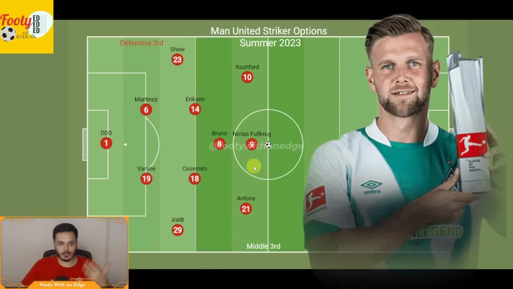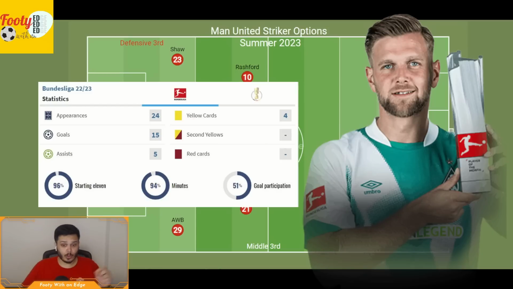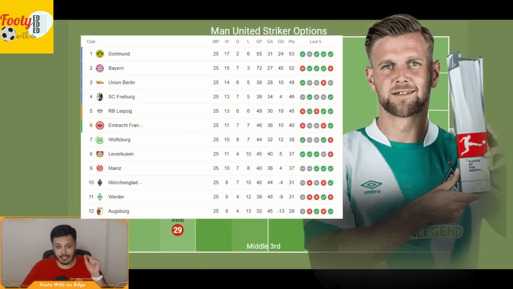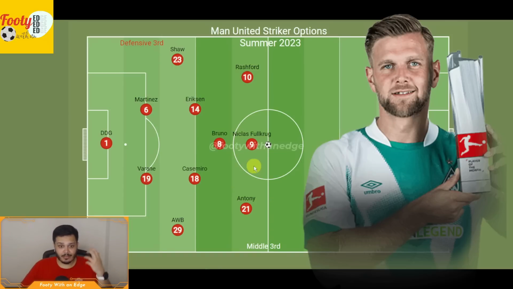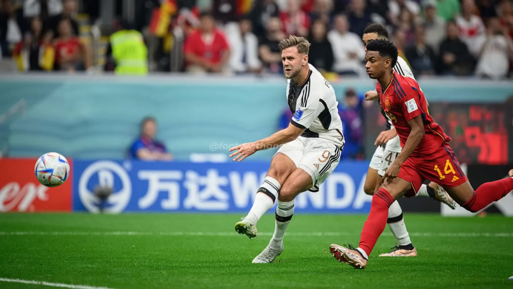We start with Niklas Füllkrug, a German striker who plays for Werder Bremen in the Bundesliga. He has 15 goals and 5 assists in 24 Bundesliga appearances this season, and he's almost single-handedly keeping his club afloat. Now, some of you might have seen him at the World Cup in the group stages against Spain when he came on as a substitute and got Germany the draw in their second group stage game.